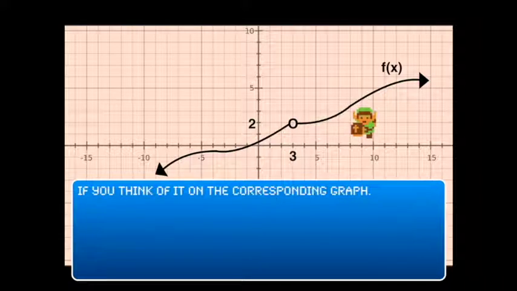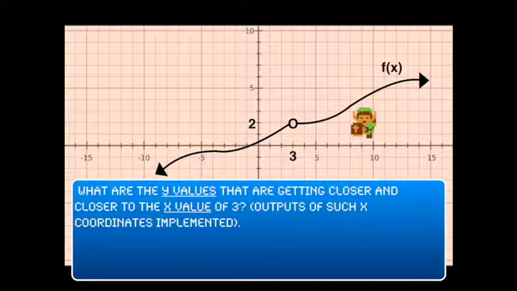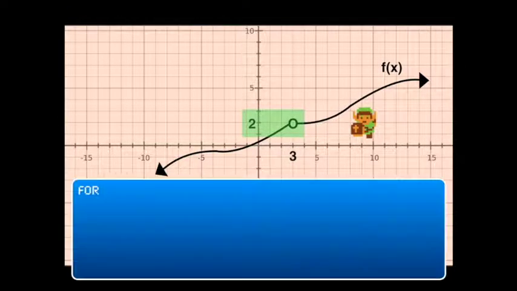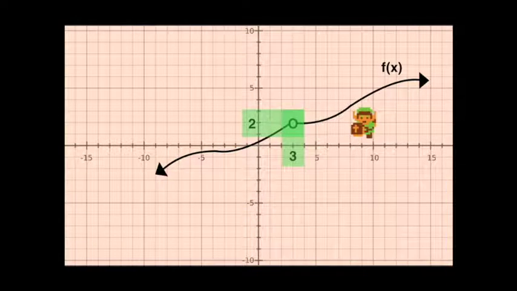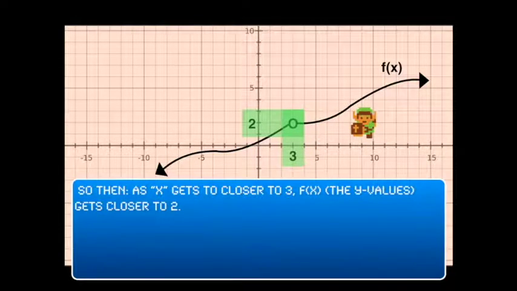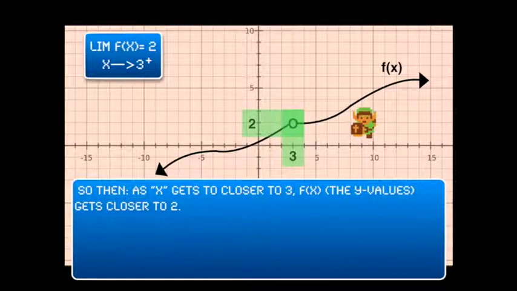If you think of it on the corresponding graph, what are the y values that are getting closer and closer to x value of 3? Outputs of such x coordinates implemented. For me, it just seems that as we come closer and closer from both sides, we simply end up getting closer and closer to the y value of 2. So then, as x gets closer to 3, f of x, the y values, gets closer to 2.